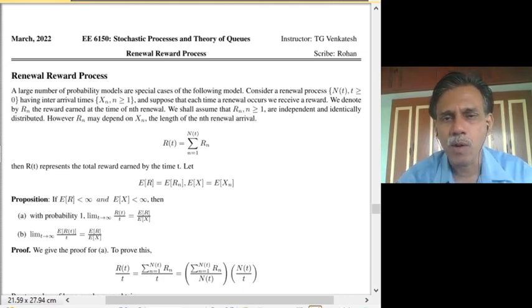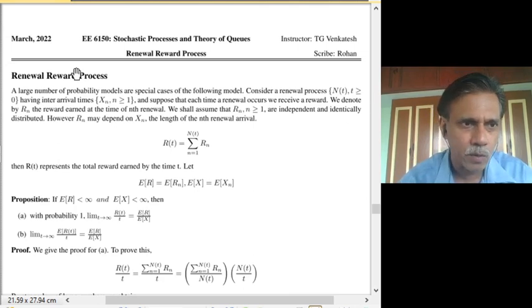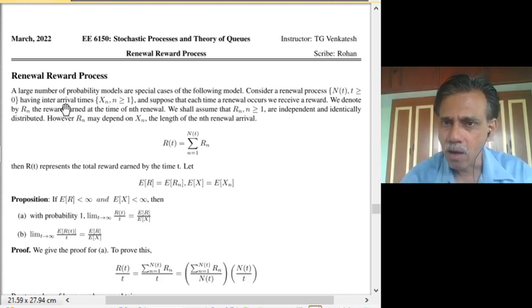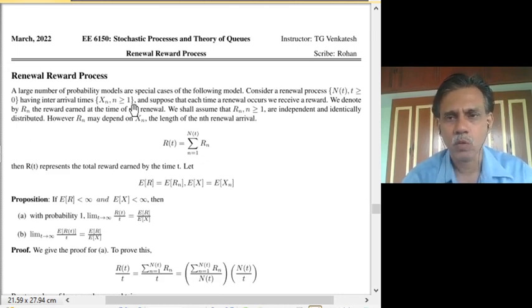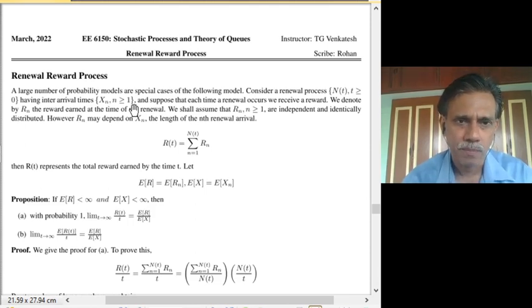Let us consider a renewal process N(t), t greater than or equal to 0. The inter-arrival times, or the durations between two renewals, are all IID random variables. Let Xn, n greater than or equal to 1, denote the duration between two renewals. We will call it a renewal cycle. So, the successive renewal cycles are all IID random variables X1, X2, X3 and so on.